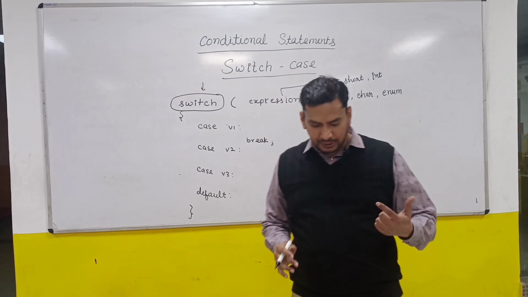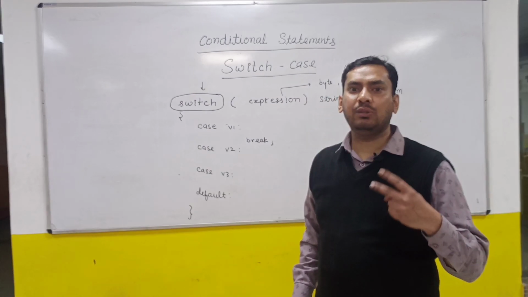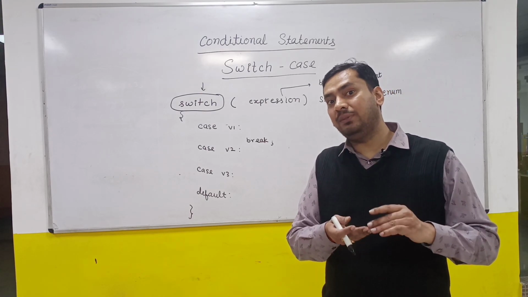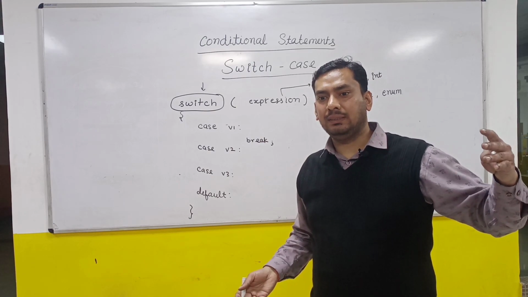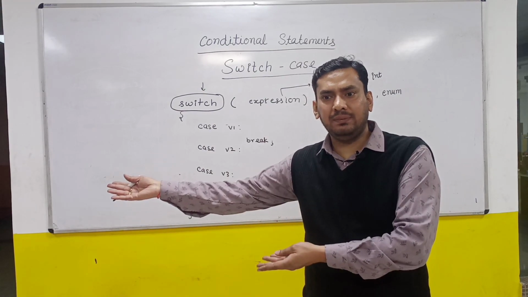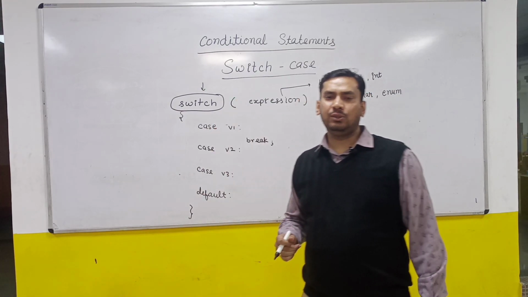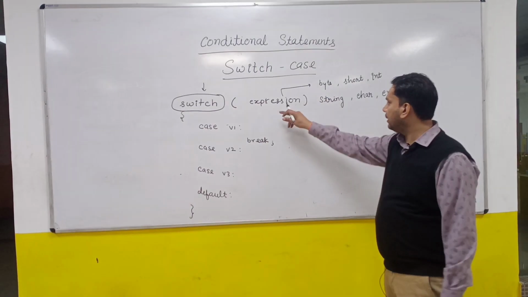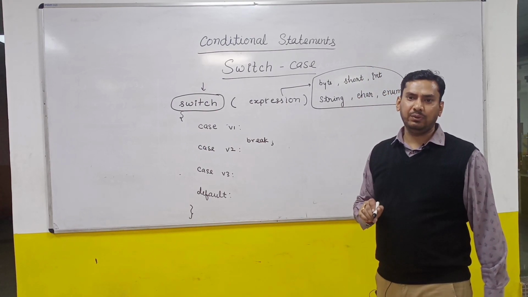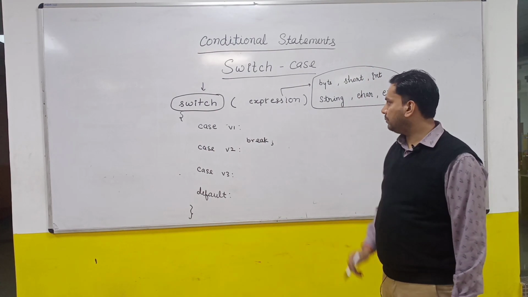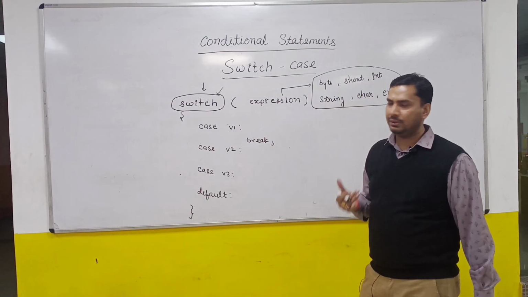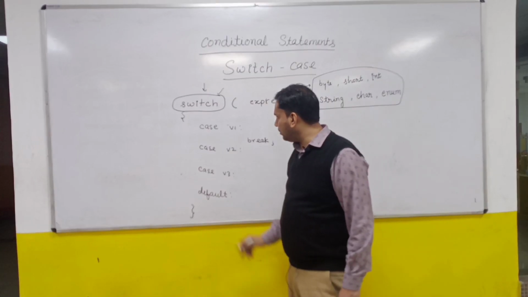Why is boolean not allowed? Because boolean will create only 2 cases, true or false. I told you switch is preferred when you have more than 3 to 4 cases. So if you have only 2 types of values, true and false, you should prefer if else rather than using this switch case. So in case of switch, the expression can hold only these 6 types. No 7th type is allowed here. This is your first point. So I told you switch keyword, then the expression which can be any of the 6 types. Second keyword we are using here is case.